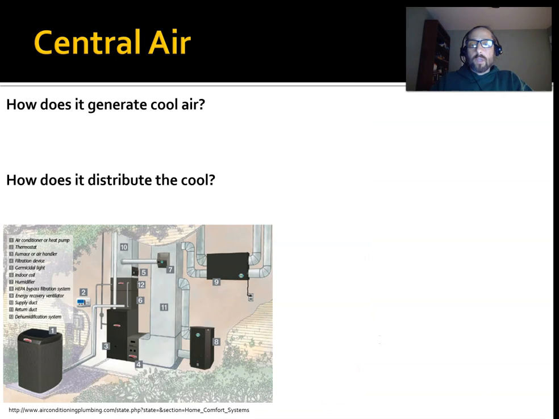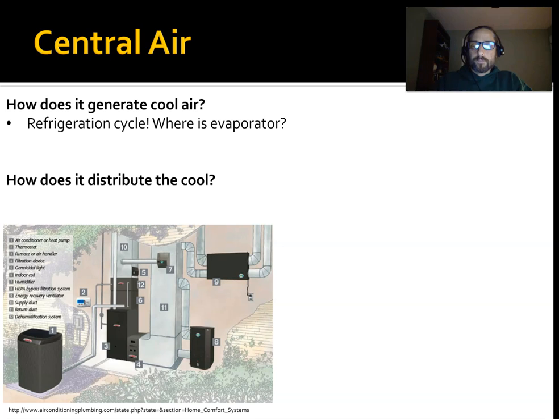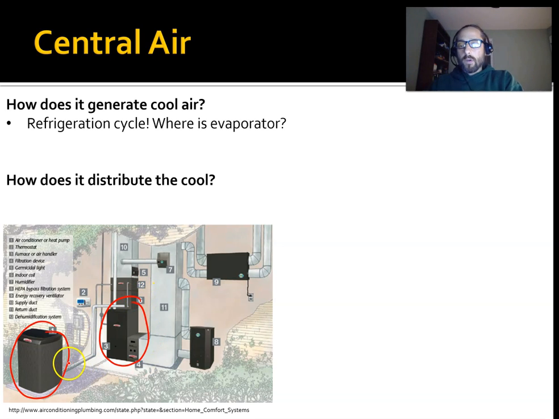Then we have central air. The important thing about central air is that it uses that vapor compression refrigeration cycle that we talked about earlier, right? So central air is cooling only. Central air is cooling only. Now, these will have your outdoor unit and your indoor unit. And then you have your refrigerant lines.